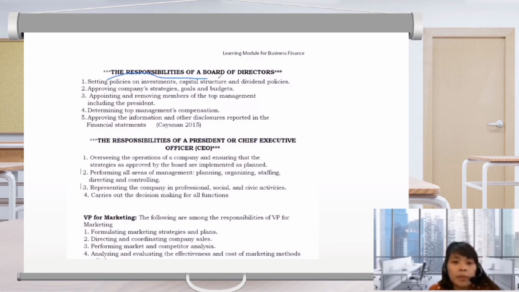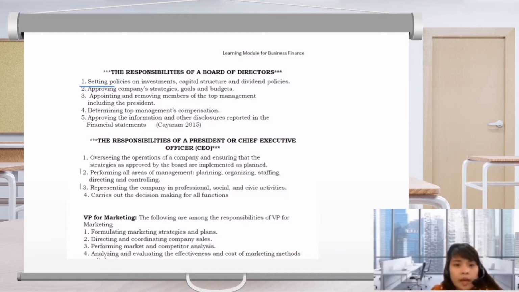Right? So, the responsibilities of a board of directors. Alright? So, can you read 1 to 5? Krisha, pabasa nga ako. Number 1, setting policies on investment, capital structure, and dividend policies. Number 2, approving company strategies, goals, budget. Number 3, appointing and removing members of the top management, including the president. Number 4, determining top management compensation. Number 5, approving the information and other disclosures reported in the financial statement. Okay, very good. Alright, thank you for that.